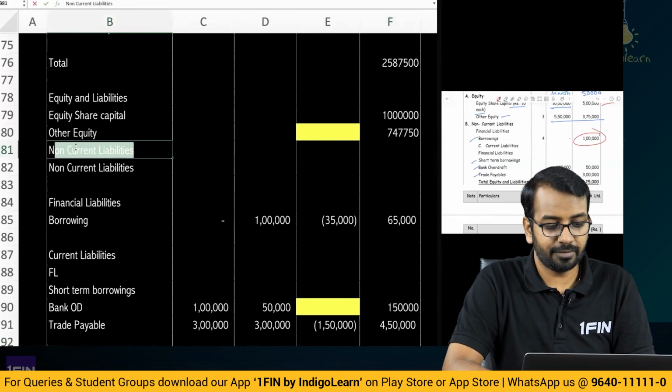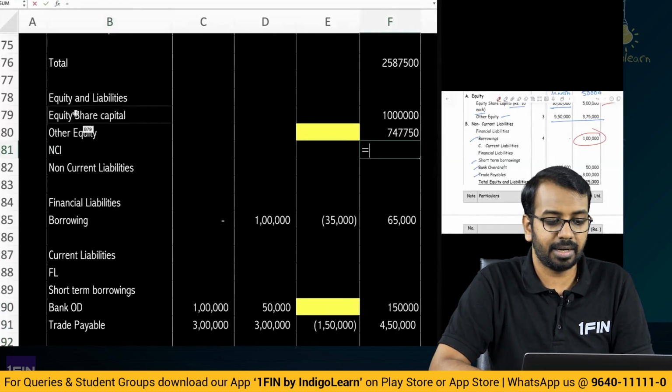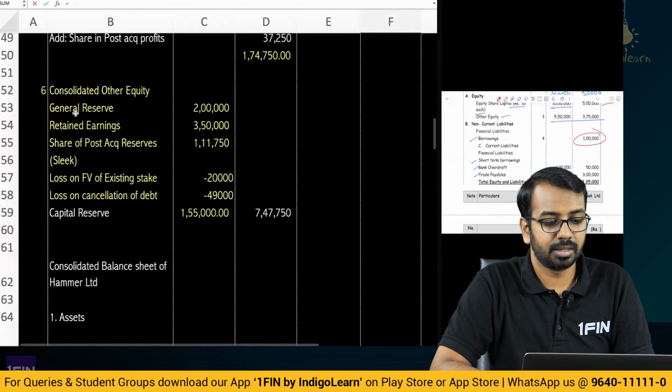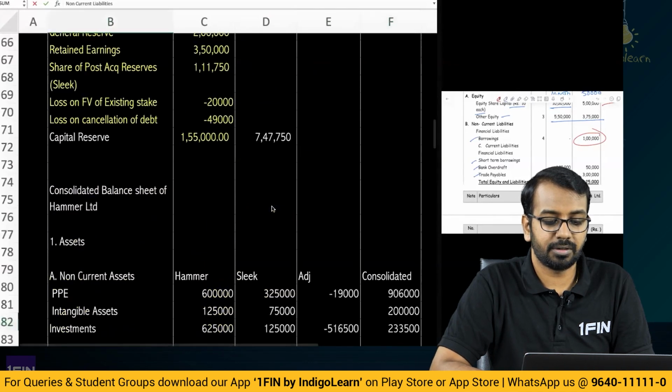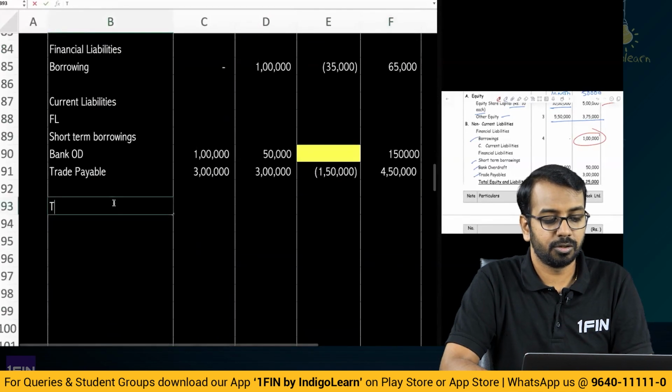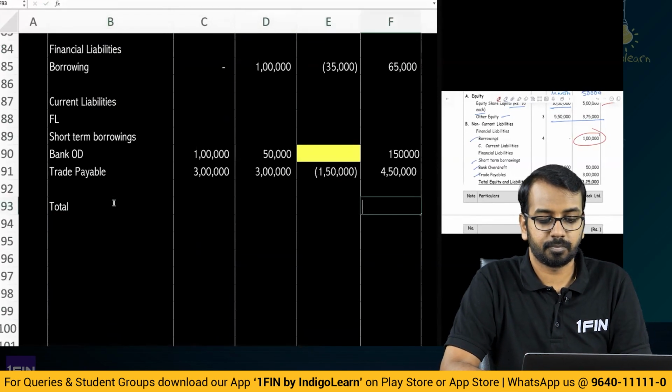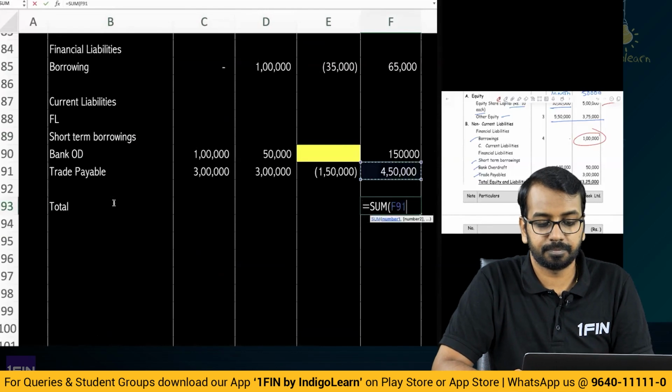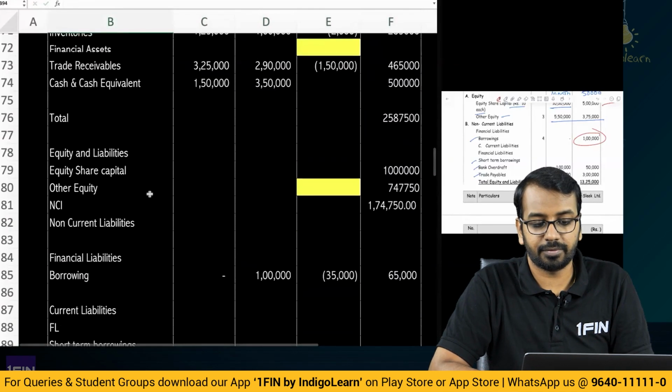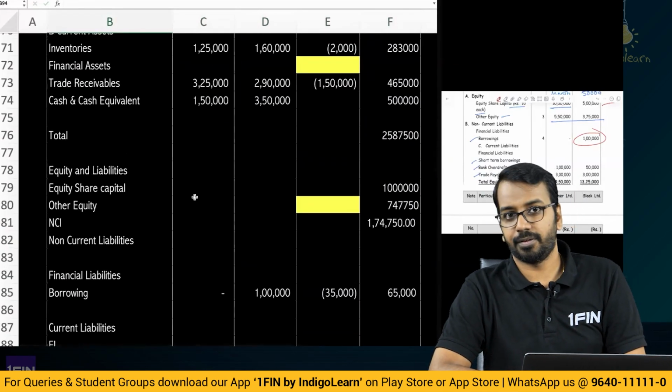Then after other equity, we have NCI balance. How much is the NCI balance? NCI balance is 174,750. So you can do the total here. Total sum of all of this, we get 2587,500, 2587,500, right.